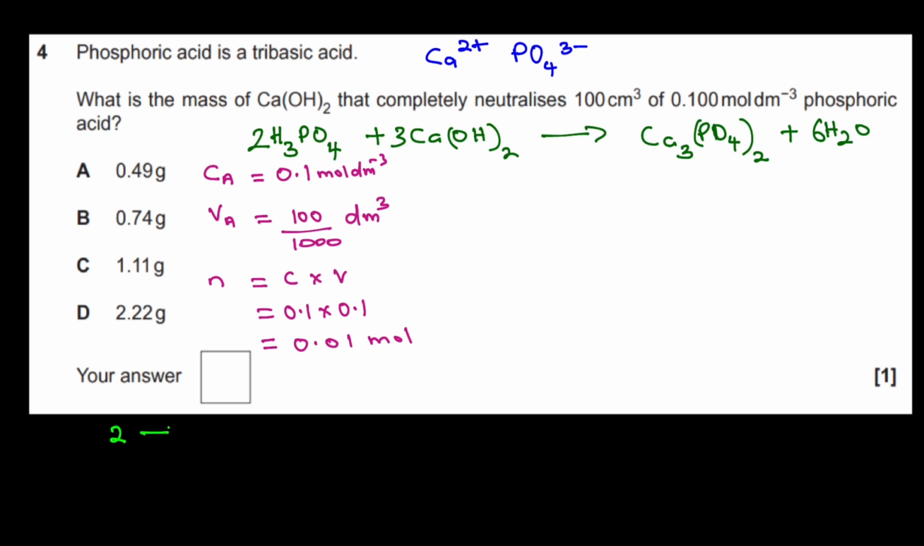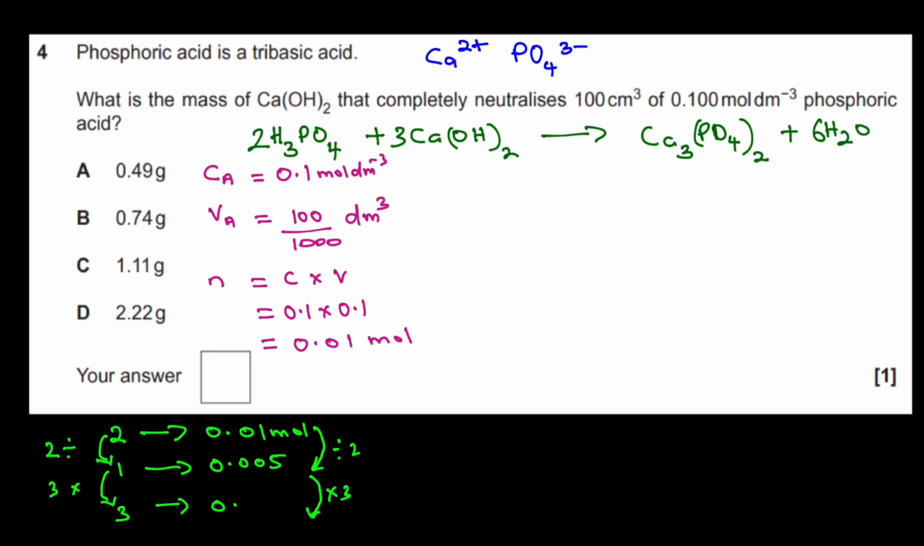So if 2 gives us 0.01 mole, if I divide it by 2, I get 1, and that 1 will give us 0.01 divided by 2, which is 0.005. But I'm not looking for 1 mole, I'm looking for 3 moles. So what I need to do is to times that by 3, and that will give 0.015 mole. Now we know the moles for calcium hydroxide is 0.015 mole. But moles is mass over relative molecular mass.